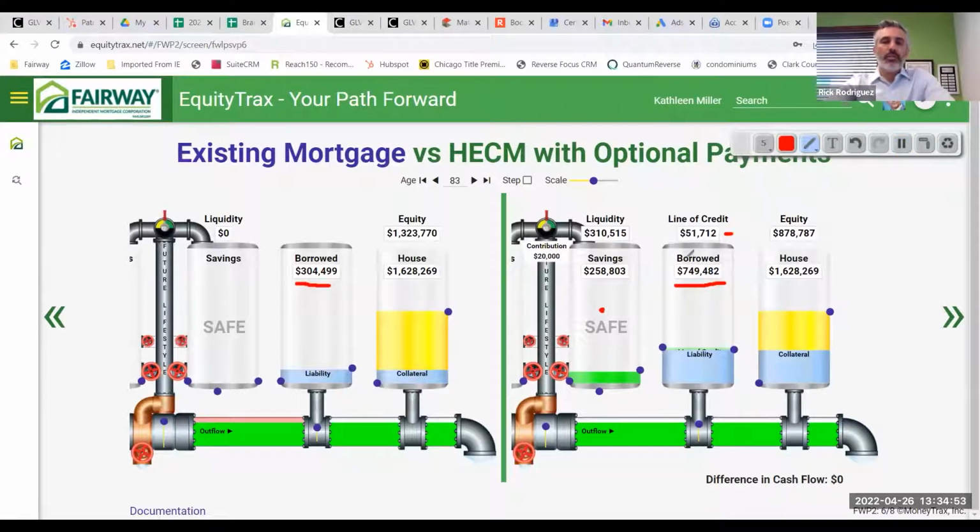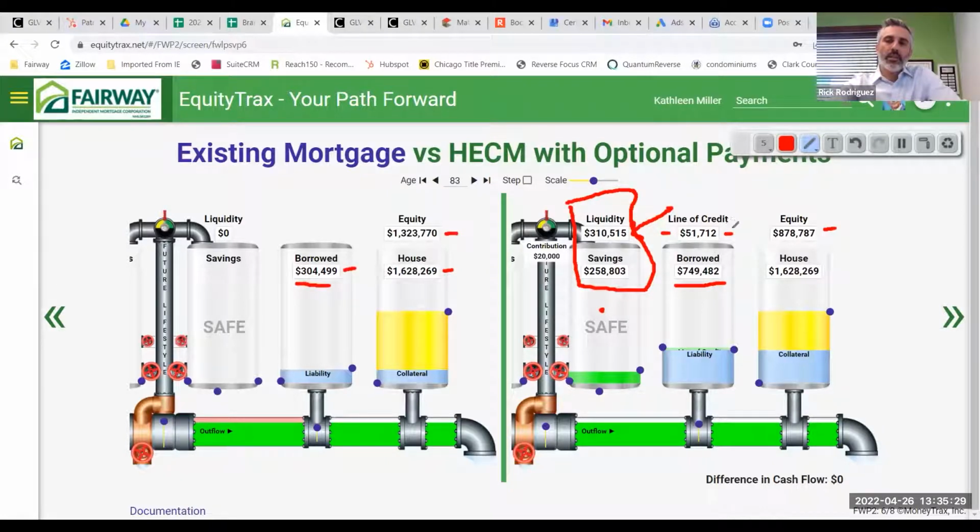So this person, same balances here. If you remember from the last example, they owe 304,000. They have this much in equity. Home is worth this much. Now with the reverse mortgage, you notice the line of credit's the same, $51,712. The balance is the same. The equity is the same as in this last example. But the big difference now is liquidity. And now total liquidity, $310,515.